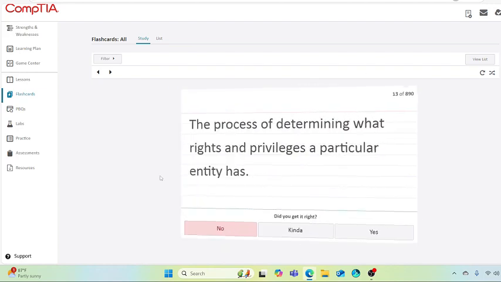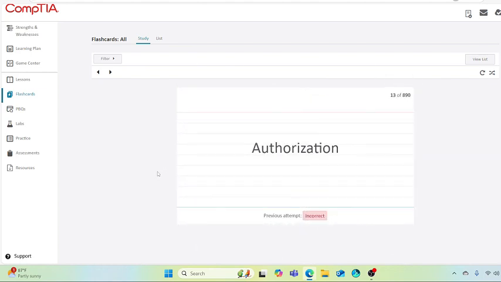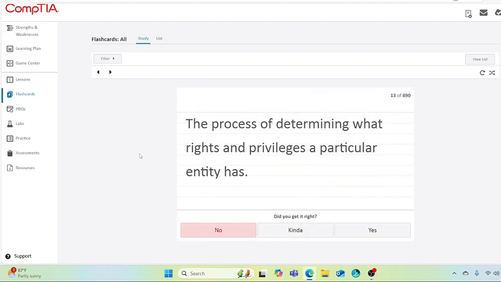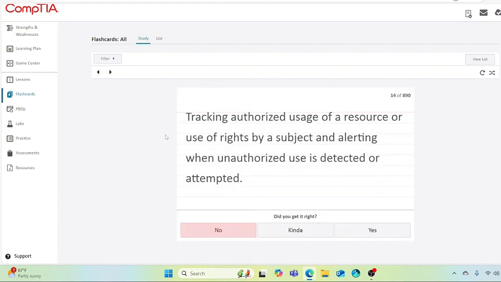Authorization. The process of determining what rights and privileges a particular entity has. Accounting. Tracking authorized usage of a resource or use of rights by a subject and alerting when unauthorized use is detected or attempted.